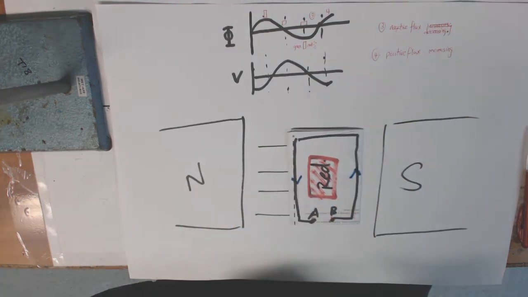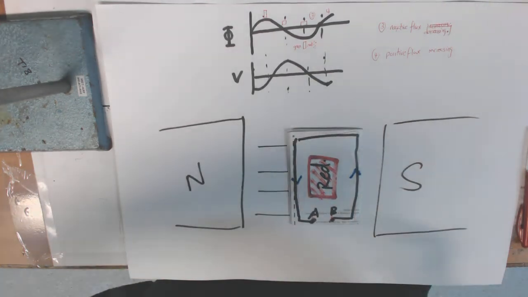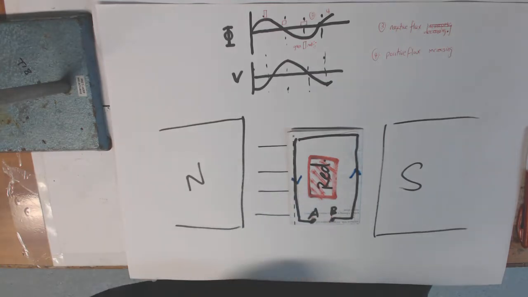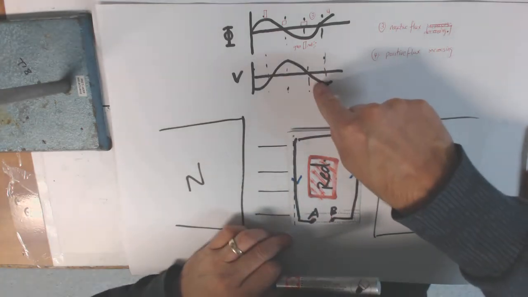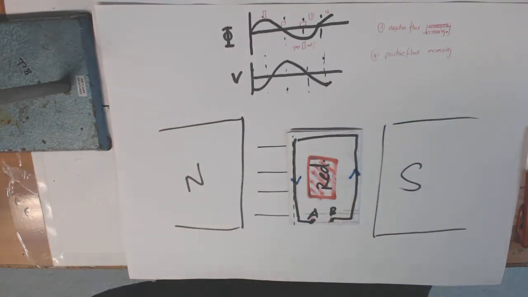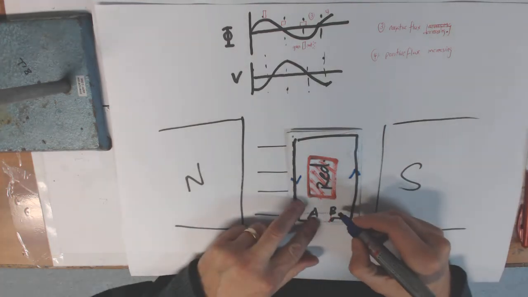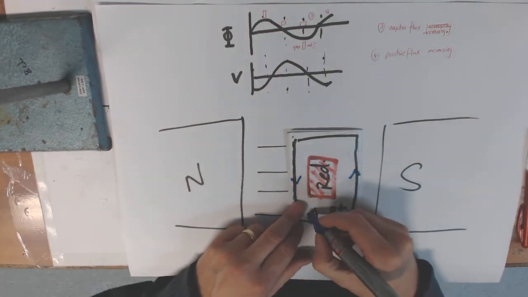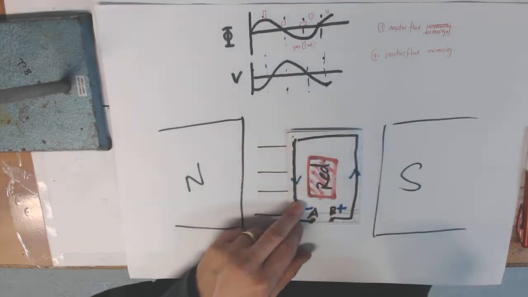That's going to support the decreasing flux. That is what we've called, if we look on this part of the graph, a negative voltage. But to get a current to do that, B would have to be positive and A would have to be negative for that current to flow like that.